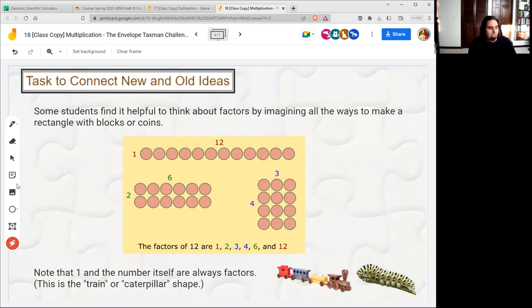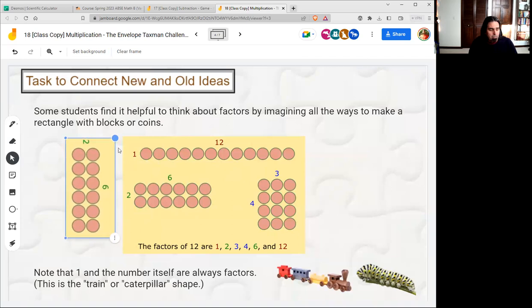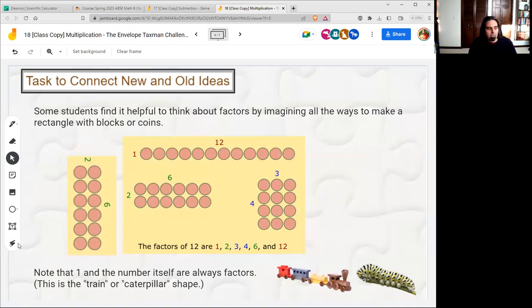We could make a rectangle that is the same as one of these, and then just rotate it. But that's not really a different rectangle. It doesn't give us new factors. It's still 6 and 2. Everyone okay so far?